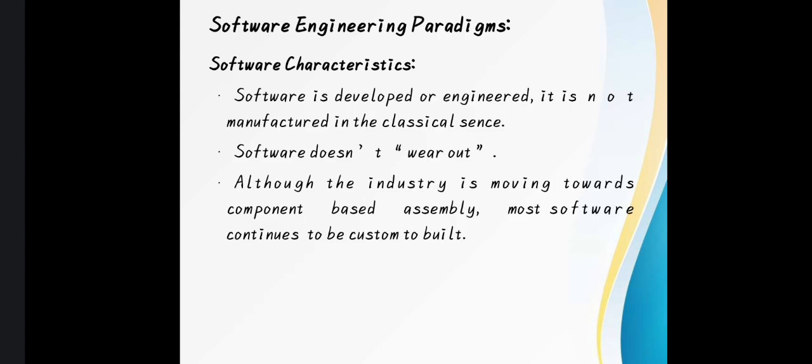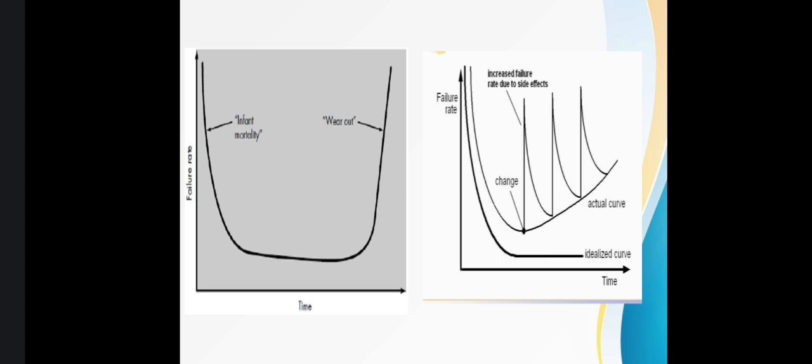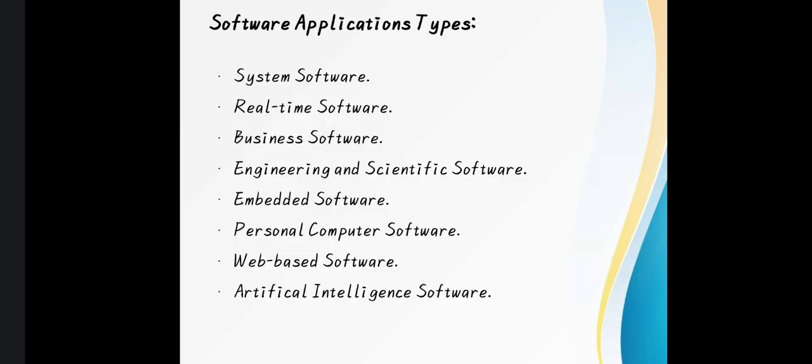Then, software engineering paradigms. The software characteristics are: software is developed or engineered, it is not manufactured in the classical sense. Software does not wear out. Although the industry is moving towards component-based assembly, most software continues to be custom built. Software application types: system software, real-time software, business software, engineering and scientific software, embedded software, personal computer software, web-based software, artificial intelligence software.